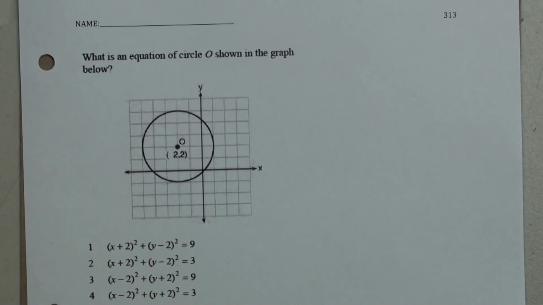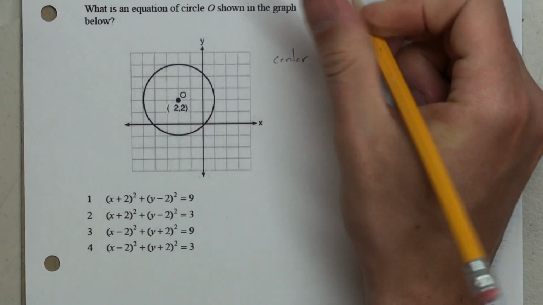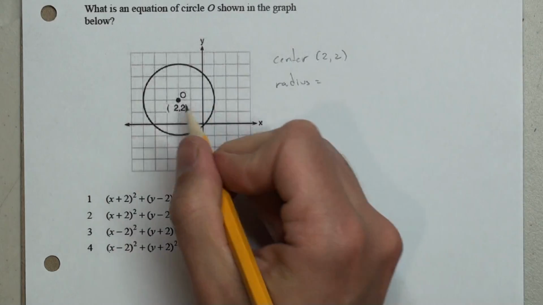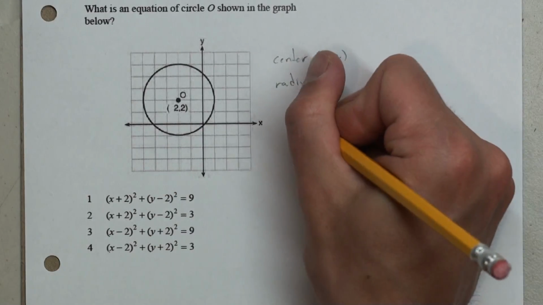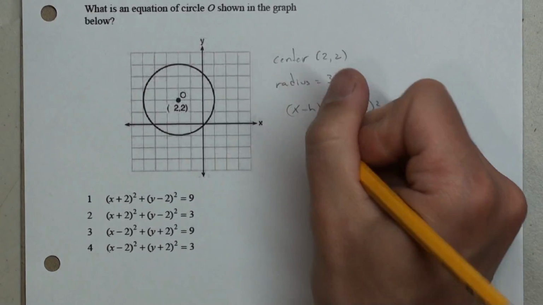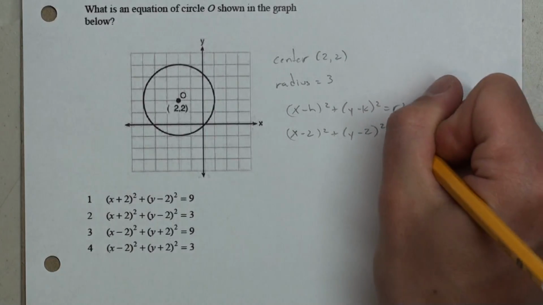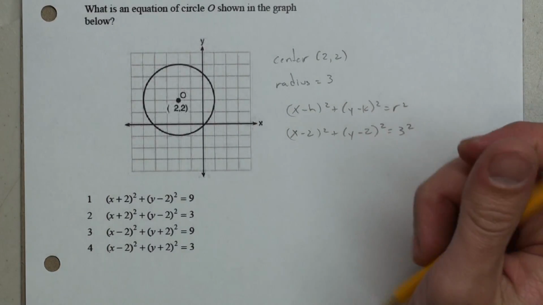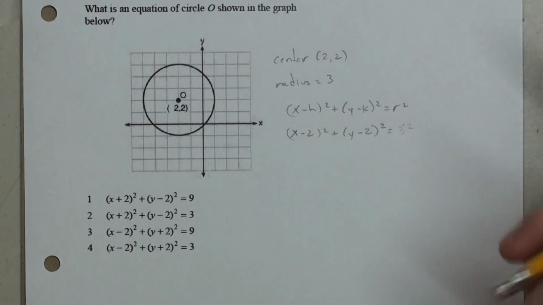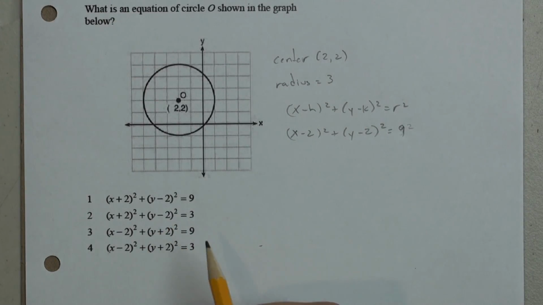What is an equation of circle O shown in the graph below? So the center is 2, 2. And the radius is 1, 2, 3. (x - h)^2 + (y - k)^2 = r^2. (x - 2)^2 + (y - 2)^2 = 3^2, equals 9. 3 squared is 9. So minus 2, and 9.